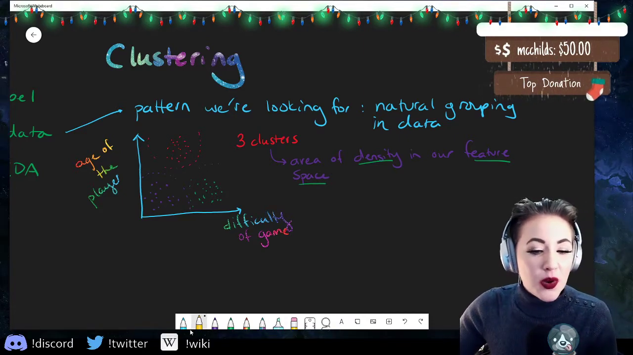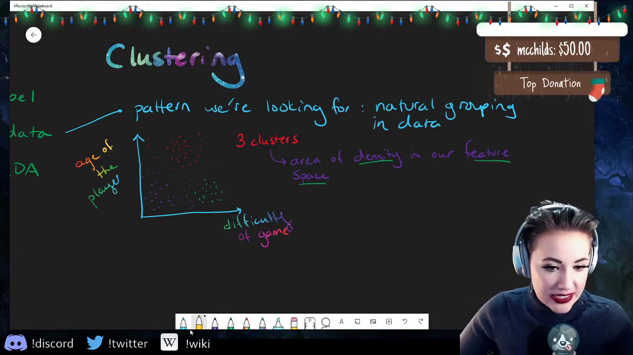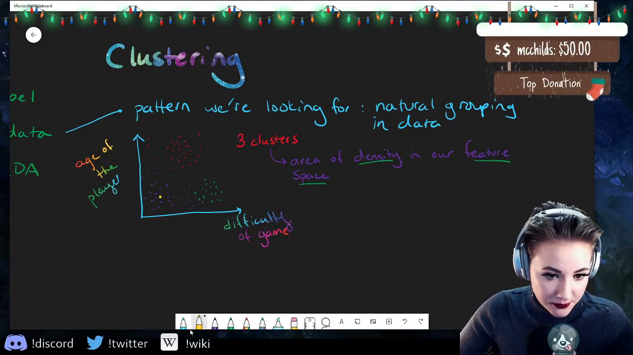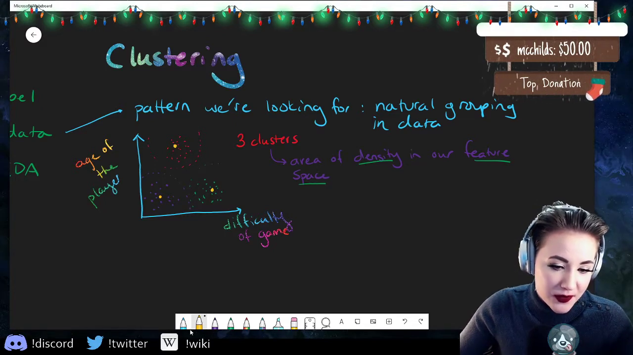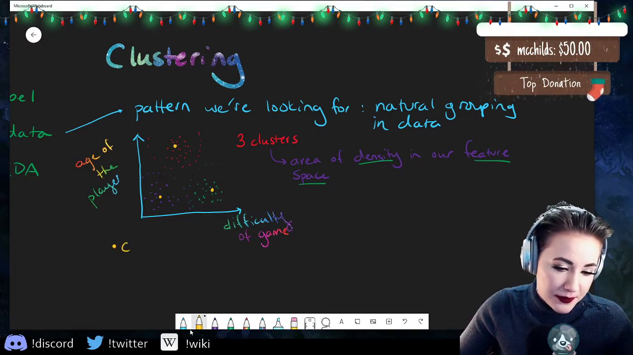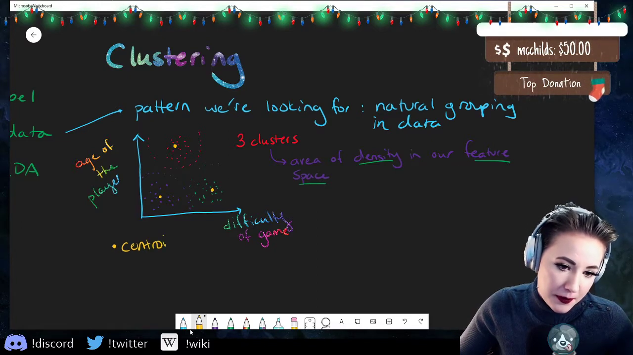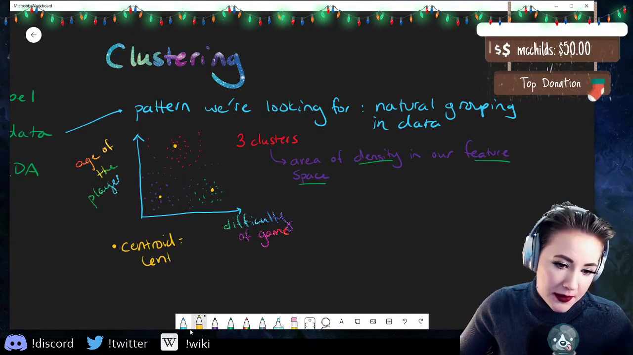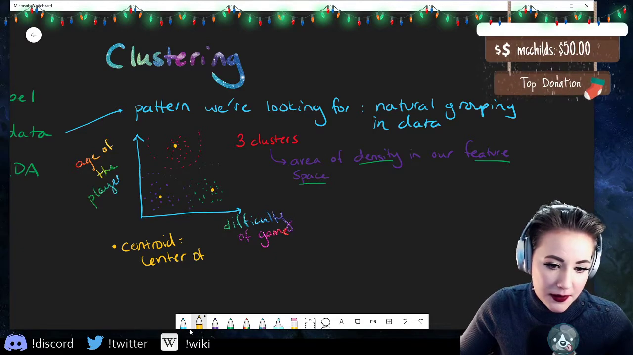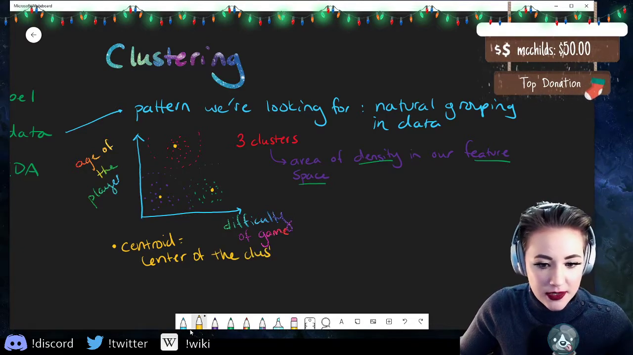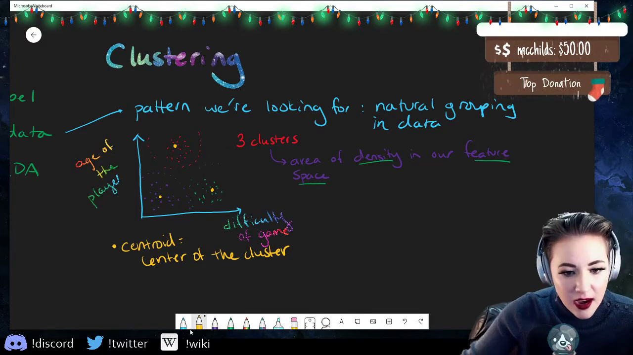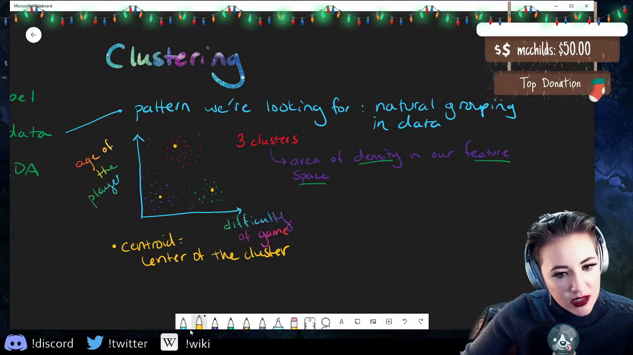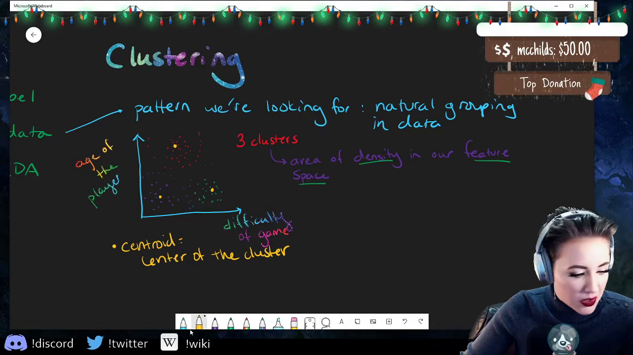All right. One of the terms that we're going to need to use today is centroid, which is just the center of the cluster. Center of the cluster. Okay, and so that's a term that we're going to be needing. We also have these boundaries. We've already talked about that. We've talked about decision space, what a cluster is.